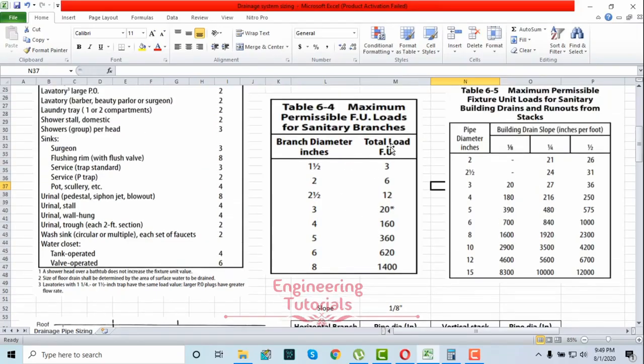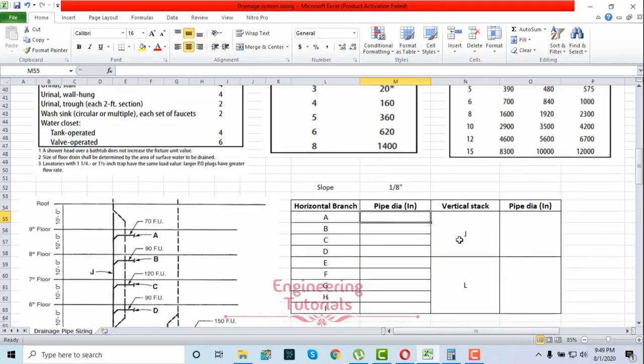So as you can see, the total fixture unit we have, 70, is in between 20 and 160, and in between 3 and 4 inches. So we will go for 160 on the higher side, and we'll get the pipe size as 4 inches. So we'll write 4-inch pipe size.